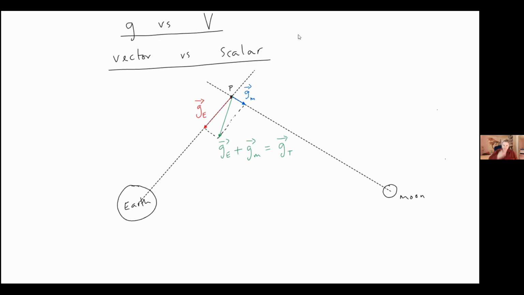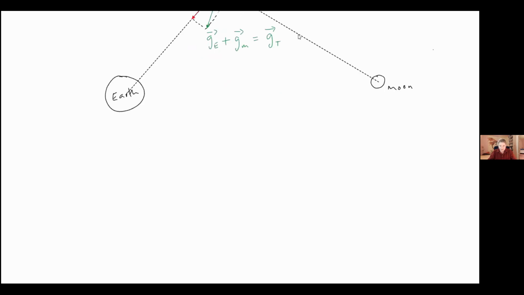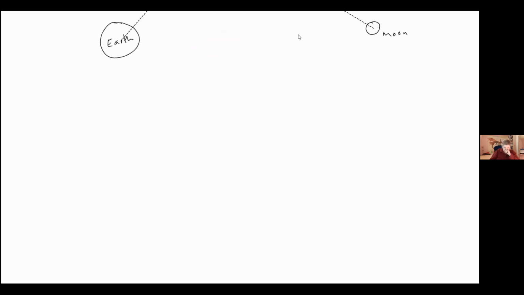Right, now, that's the vector sum. Let's do a similar thing, but for just the gravitational potential. Okay, so let's go back. Let's draw the Earth and the Moon again. And what I'm going to do now is sketch in the gravitational field for each.